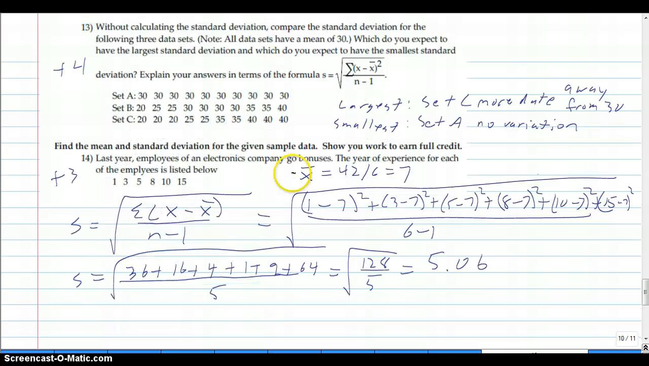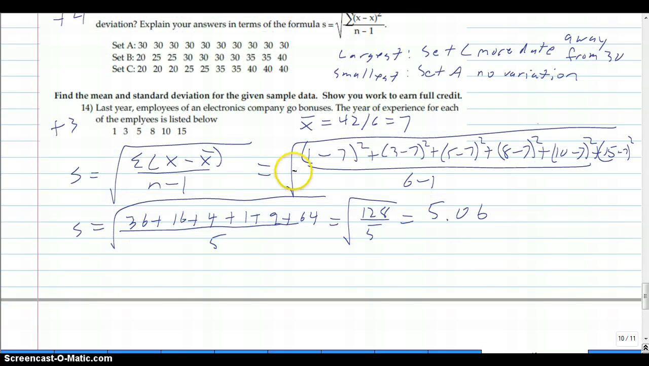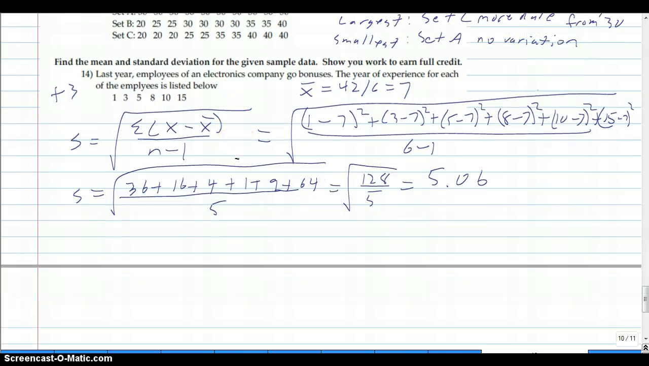And then 14, it just says find the mean and standard deviation for the data. And so most people did this very well. Some people forgot to square and get all positive numbers here, but that's 5.06. I need to show the work there, find the difference from the mean on each data point divided by n minus 1. Some people forgot to put the n minus 1. They left it as a 6 instead of 6 minus 1, which is 5. And 5.06 is the standard deviation.